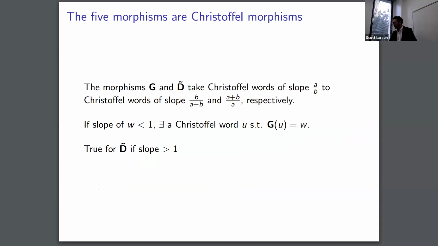This is the same statement as the previous slide. It actually kind of works in reverse too. If you have a Christoffel word W of slope less than 1, then there is a Christoffel word such that G maps that word to W. You can do the same thing with D twiddle if the slope is greater than 1.